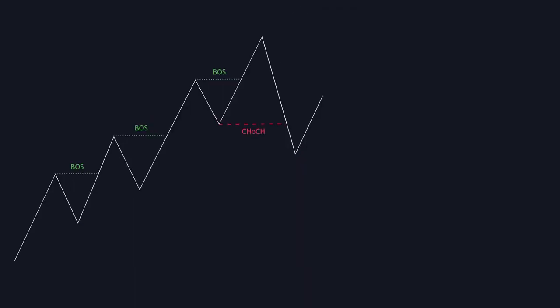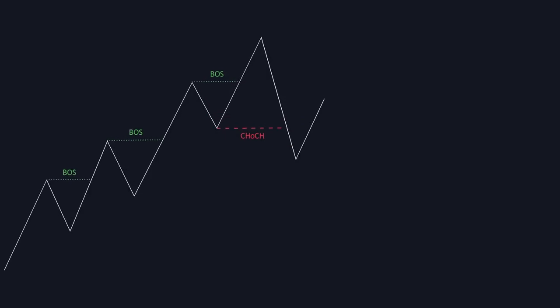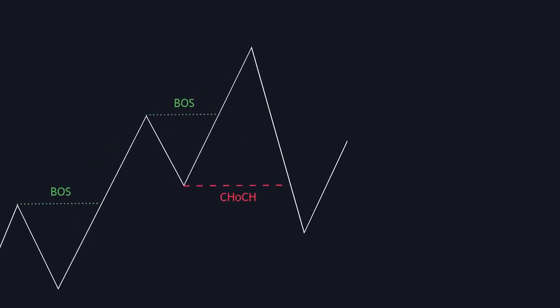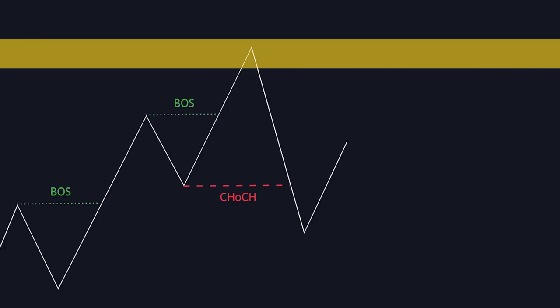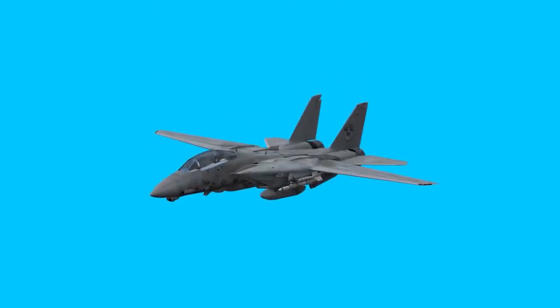Picture it like this. A kite. Yeah, it's pretty good at flying. That is like the change of character by itself. It gets the job done, but it's still a kite in the end. But if you grab that same change of character and add a strong area of interest to it, that kite turns into an F-16 fighter jet.